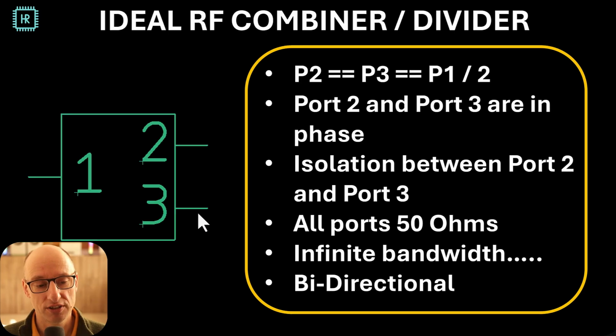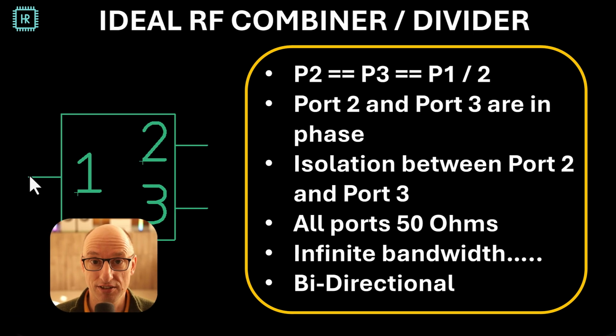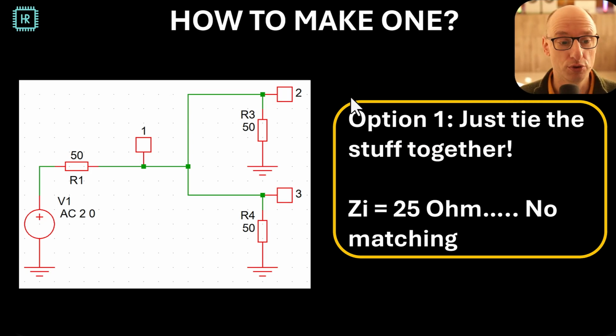Another criterion is that the isolation between port 2 and 3 should be as high as possible. So if I would put power in here, then no power ideally should come out of here. The characteristic impedance of all these ports should be 50 ohms. It should have an infinite bandwidth. Ideally, it should be bidirectional. So that means if I put power in here and in here, it should come out here at port 1 added together. So let's see how we could do something like this.